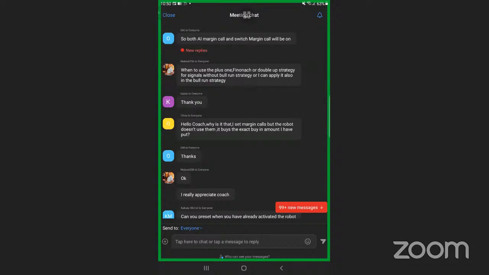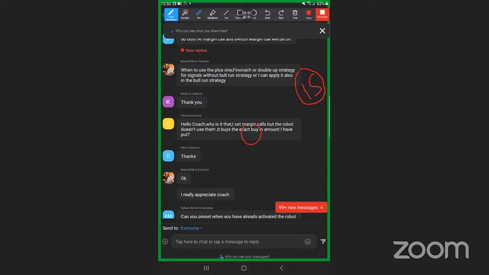Olivia says, why is it that I set margin calls, but the robot does not use them? It buys the exact buy-in amount I have put. Olivia, this is what normally happens. When your robot is buying with your first buy-in amount, for example $15, this is the entry point. That's where the robot enters. Let's call this place A. From this A, price might go down to C, or price may go up to B.